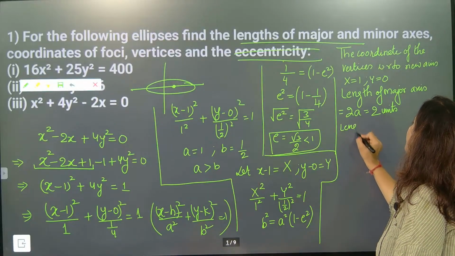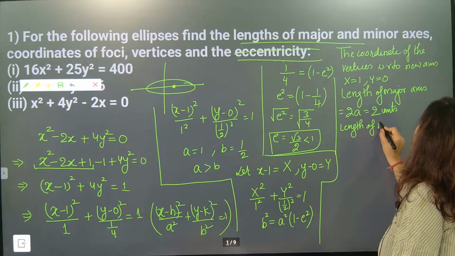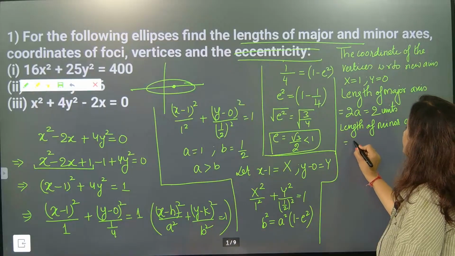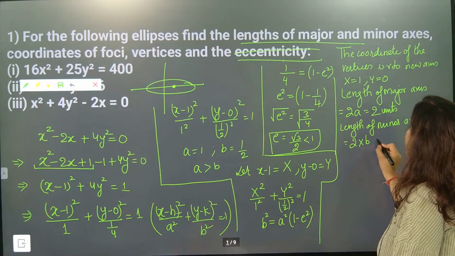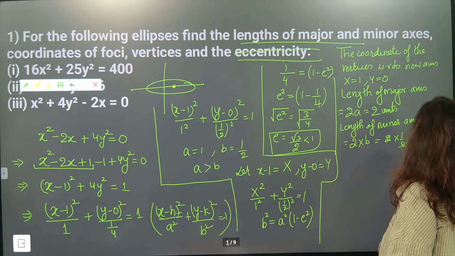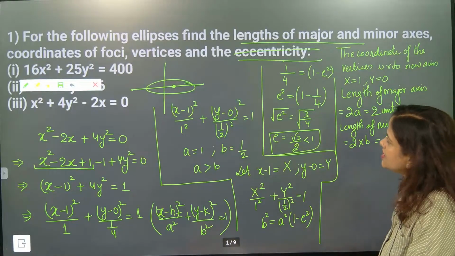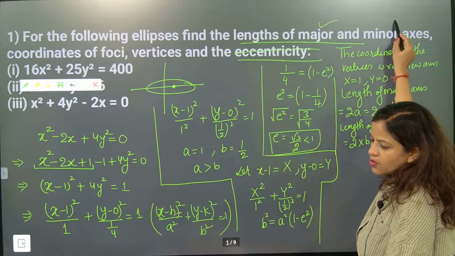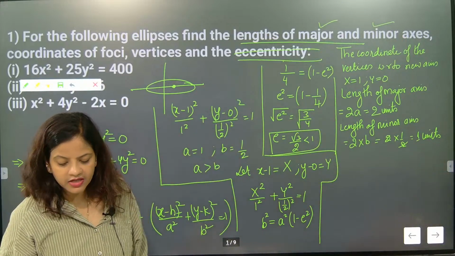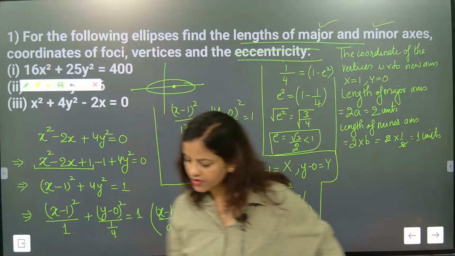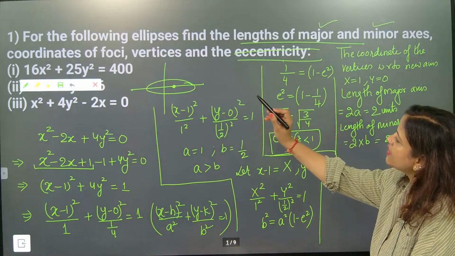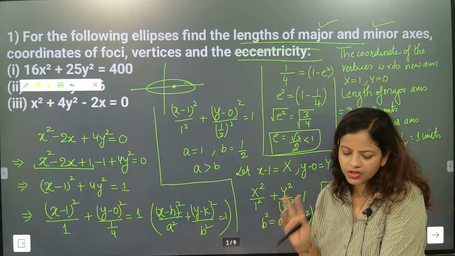And the length of the minor axis is equal to 2b, and b is 1 by 2, so it is also coming as 1 unit. So the major axis and minor axis part is over, and our one section of work is over. Now we will go for the next one. Our work is focus and vertices. Only these two things you have to find.